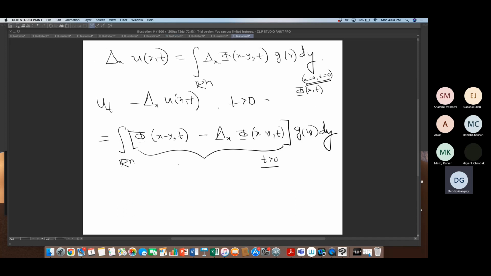So this expression is only non-zero when x equals y and t equals 0, the only problem. So what will be the value of this? Sorry, phi_t(x minus y, t) minus the Laplacian. What will be the value of this? Huh?